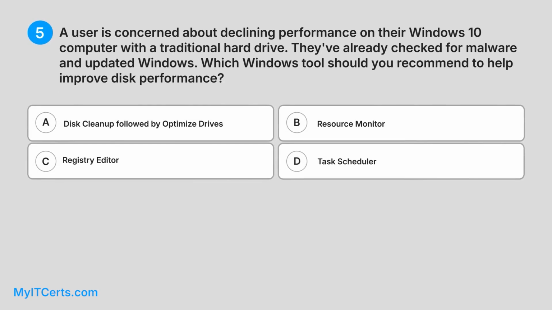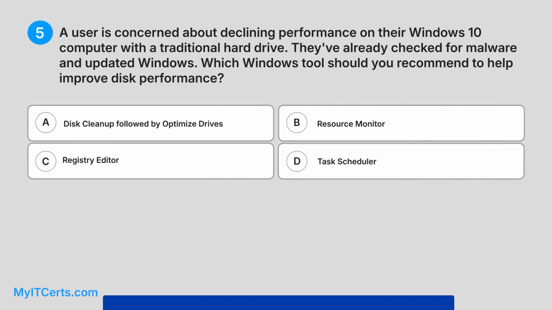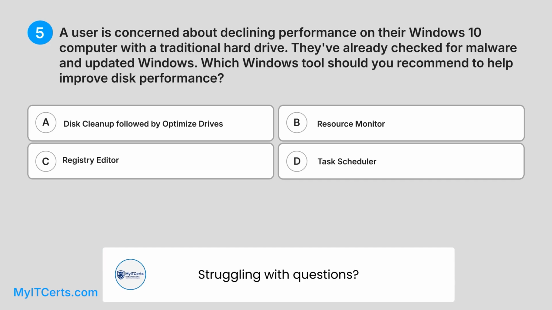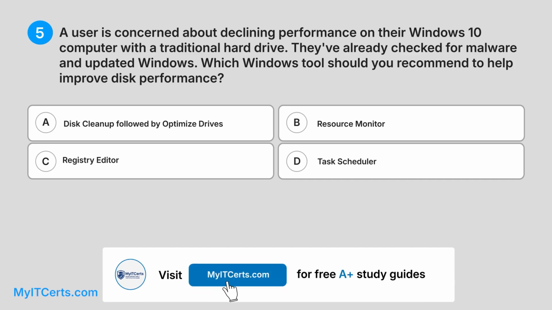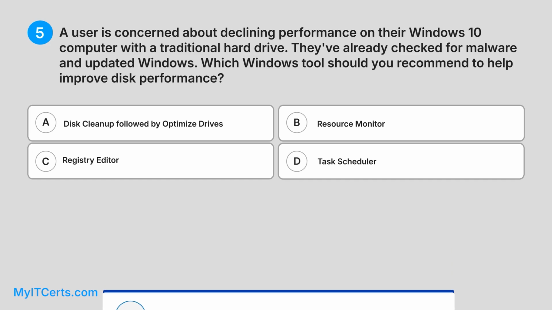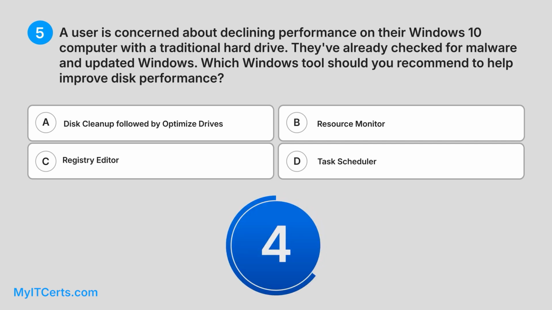5. A user is concerned about declining performance on their Windows 10 computer with a traditional hard drive. They've already checked for malware and updated Windows. Which Windows tool should you recommend to help improve disk performance? A. Disk Cleanup followed by Optimize Drives. B. Resource Monitor. C. Registry Editor. D. Task Scheduler. What do you think is the answer?